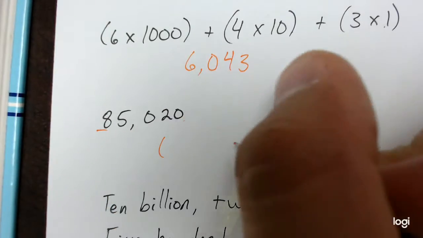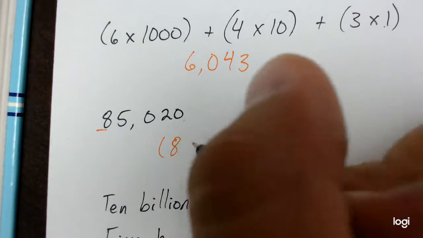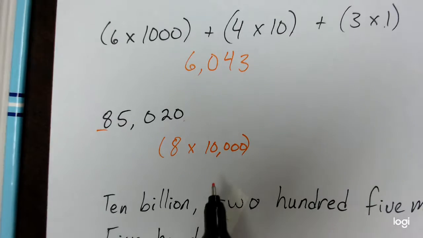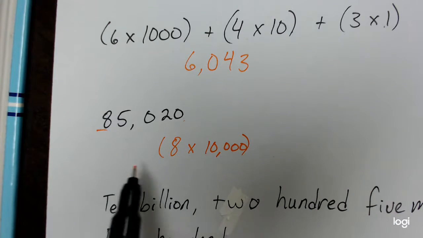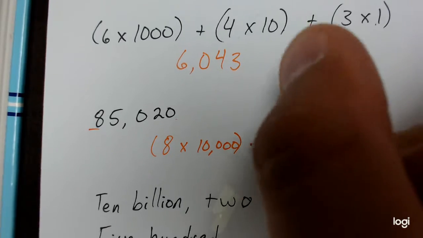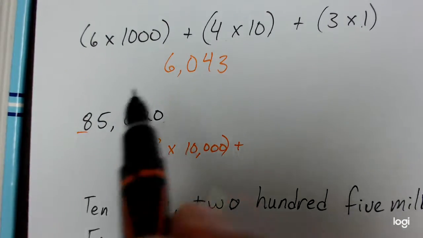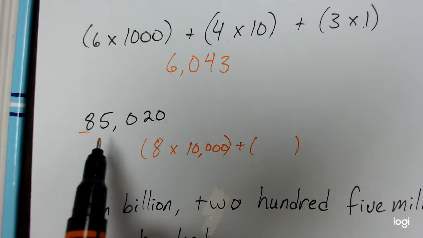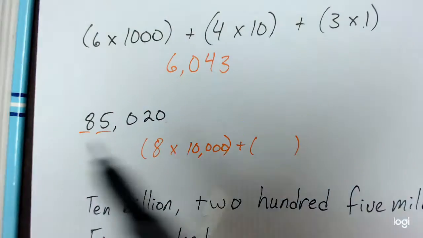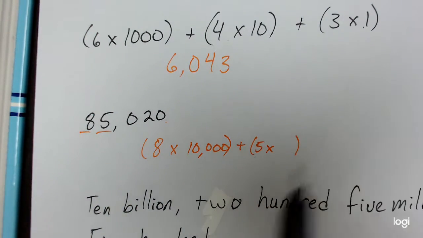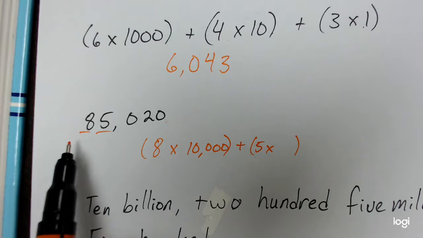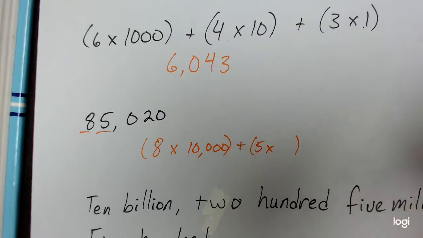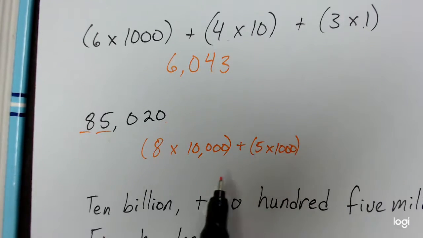So what I do is I write a set of parentheses, I put the number 8, and then I multiply it by 10,000 to show that that 8, or that 80,000, has the value of 80,000. Next, I put a plus sign, and I set another set of parentheses, and I go to the next place value. It doesn't have a 0, which means I can use it, and that's 5. So now I'm going to put 5 times whatever its place value is, and if I'm counting down, it should be the 1,000s place value, but let's double check. Ones, tens, hundreds, 1,000. So 5 times 1,000, that's the next set.